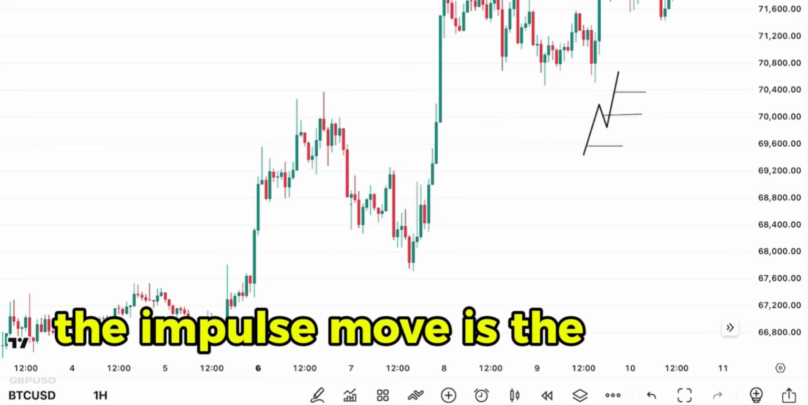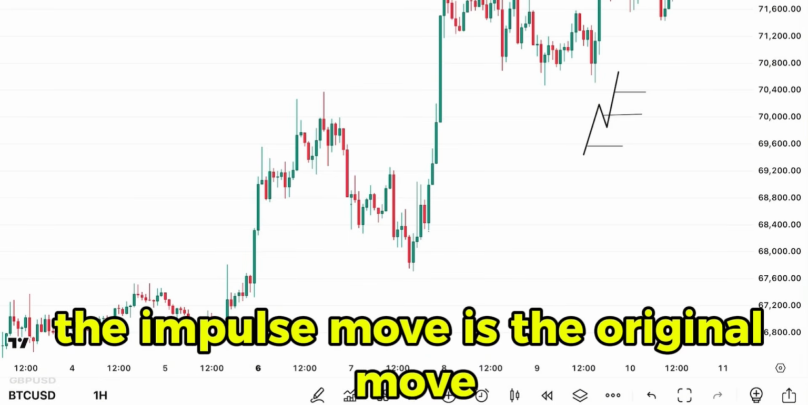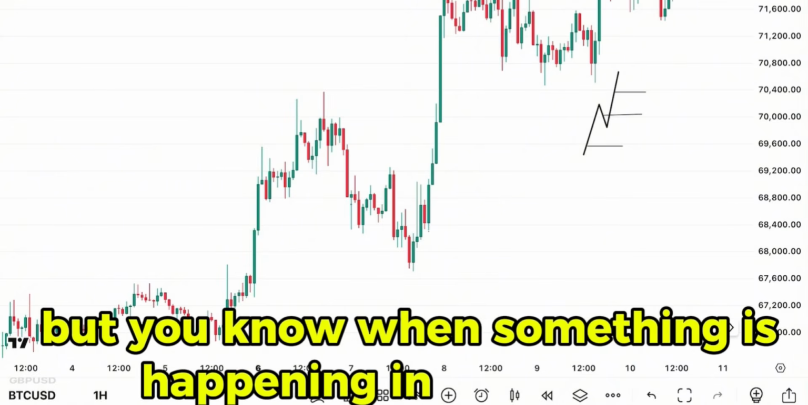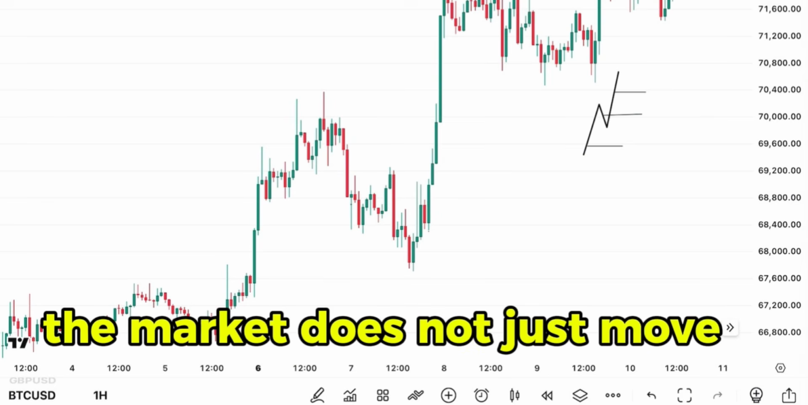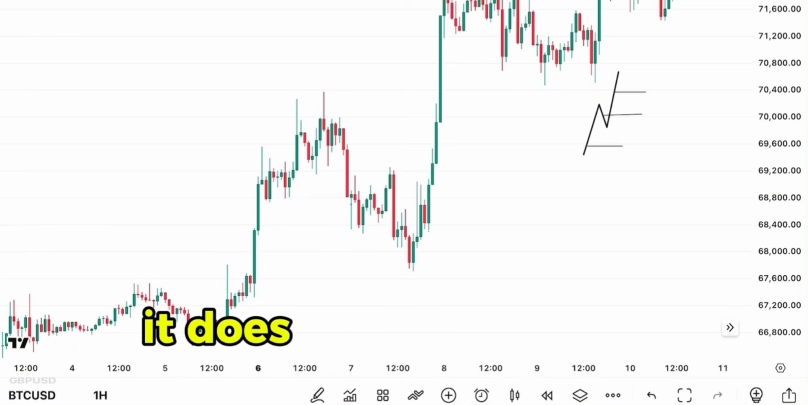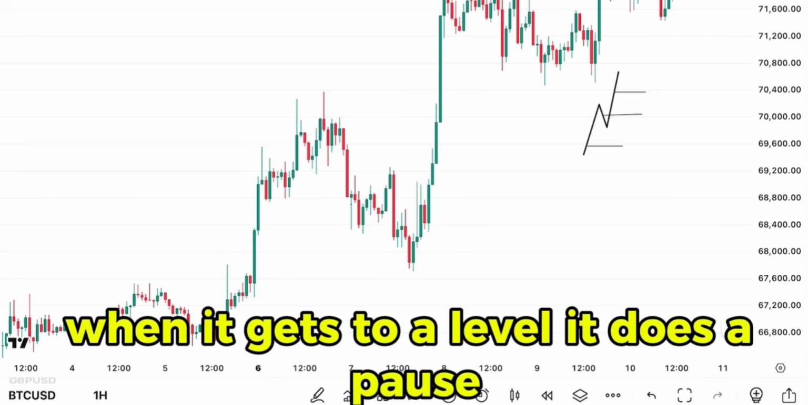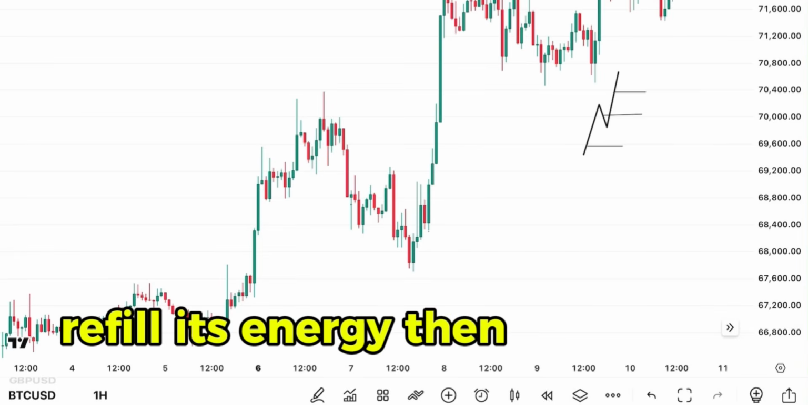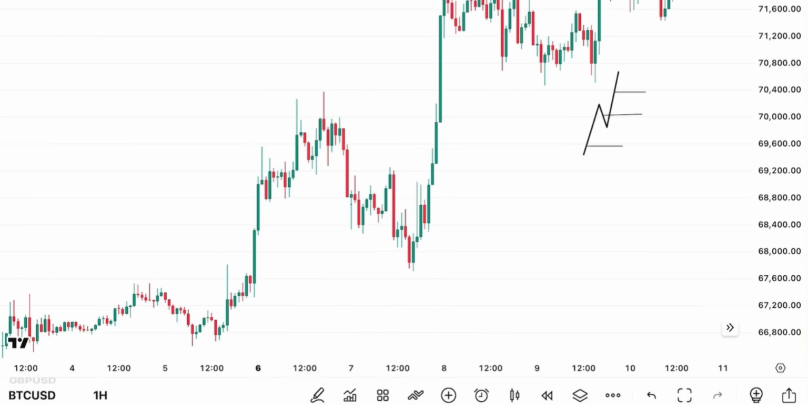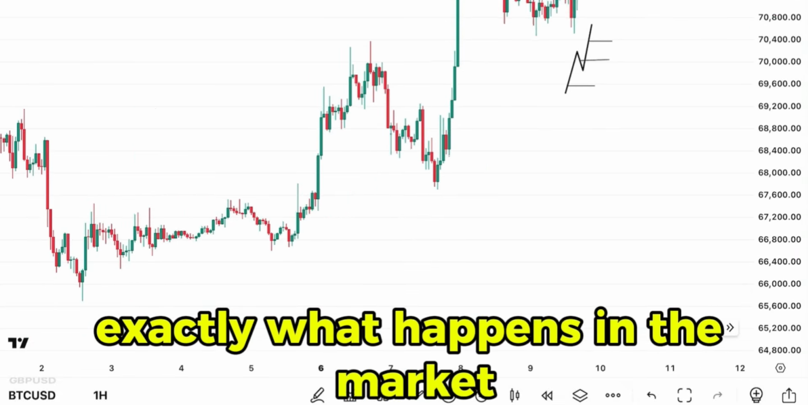The impulse move is the original move. But anything happening in the market does not just move in a haphazard motion. It does not keep moving continuously. When it gets to a level, it does a pause, refuels its energy, then it continues its move again. Exactly what happens in the market.